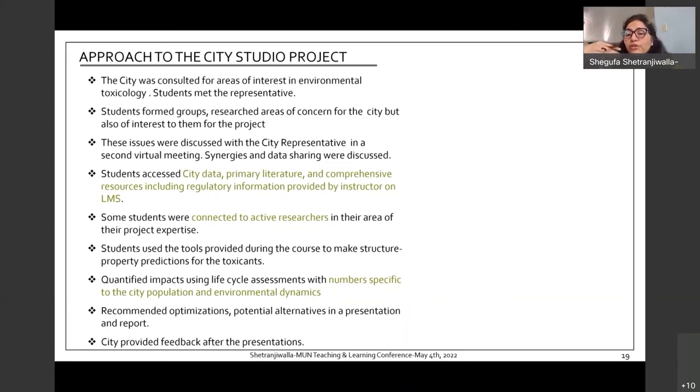search. And as an instructor, I provided them with a lot of resources on the LMS as well, including regulatory information and websites. And then as the students progressed in their analysis for their projects, I also tried to look up active researchers in the area within Canada who could help them connect with their project and give them information. I was able to connect only one researcher to one group within the area of their research, which is interestingly, there weren't many other researchers for other areas, particularly in Canada and for local small communities such as Corner Brook that were rural and remote and not majorly urban.